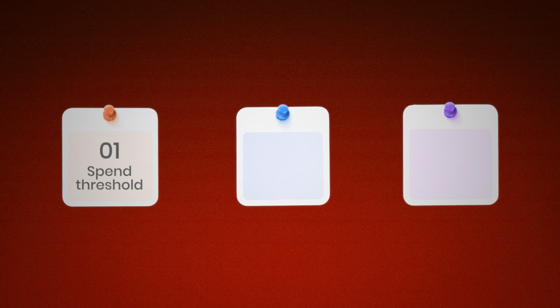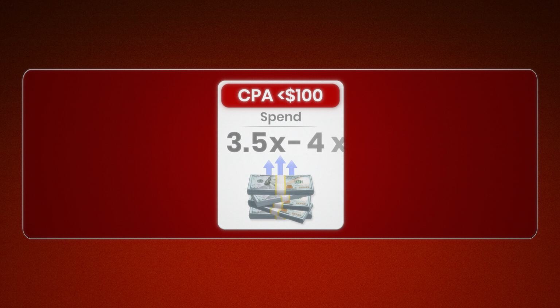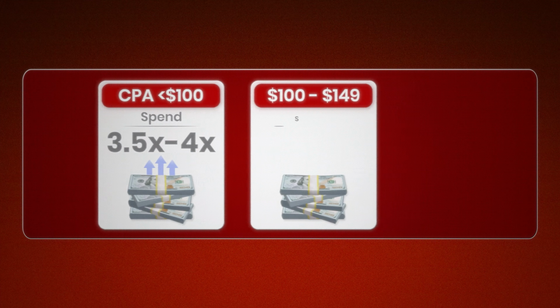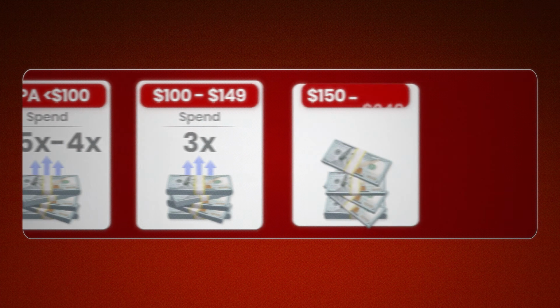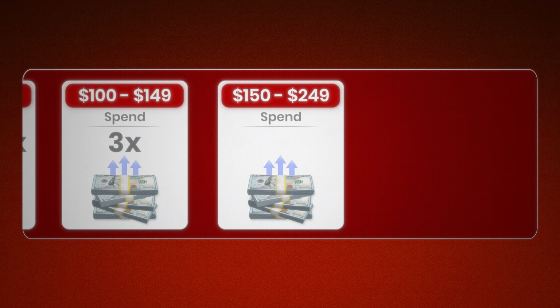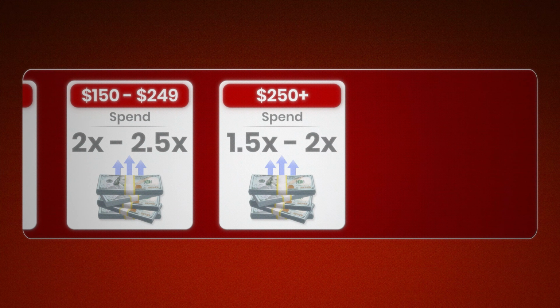Constraint 1 is spend threshold. You have to spend enough on a concept before the data on it actually means anything. This amount depends on your target CPA. If your target CPA is under $100, you spend 3.5 to 4 times that number before you make any call. If it's $100 to $149, you're going to spend 3 times CPA. If it's $150 to $249, you're going to spend 2 to 2.5 times. Now above $250, you're going to spend 1.5 to 2 times.